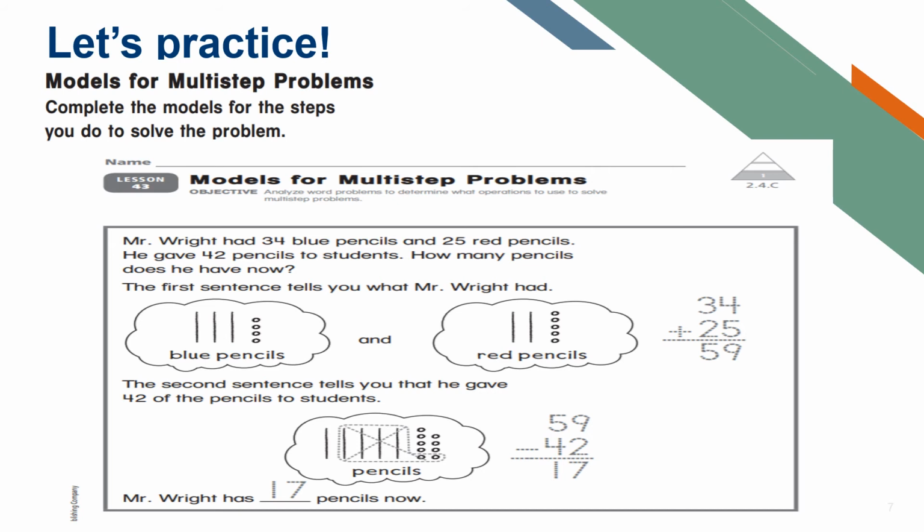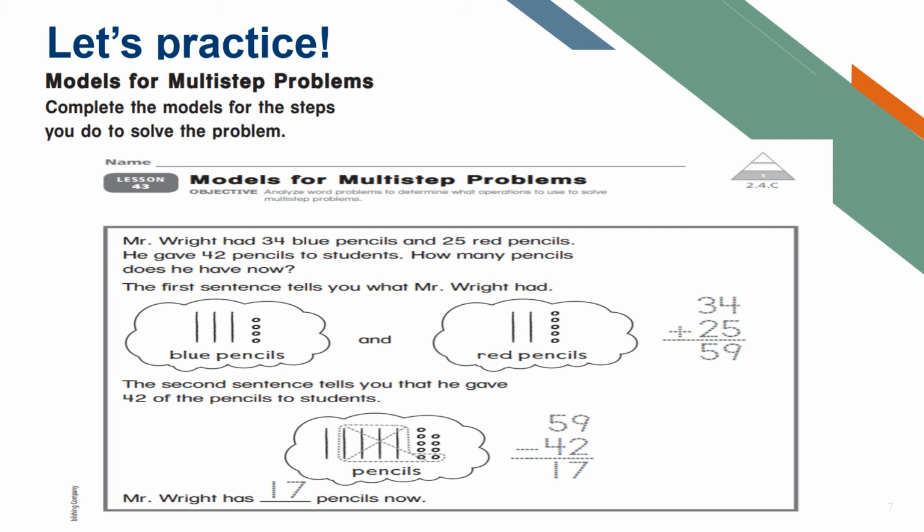So remember how much he had at the beginning and then how many he had after he gave some pencils away. And then in box 3, we have to solve the problem, come up with our plan, and then box 4, we have our answer. So let's look at the problem again. Remember, you always need to read the problem at least 2 to 3 times.